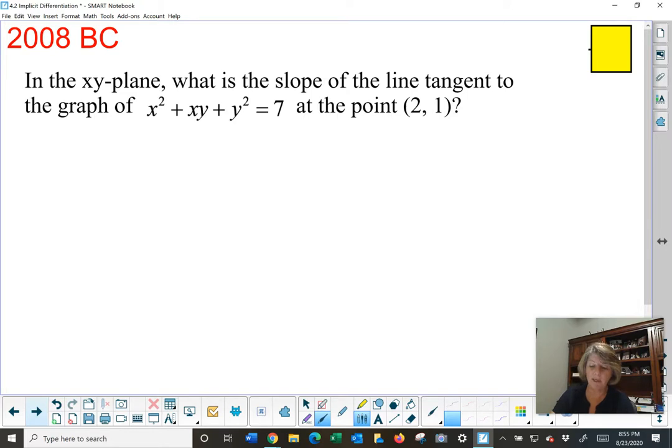In the xy plane, what is the slope of the line tangent to the graph of x squared plus xy plus y squared equals 7, and then they give us the point. So a key piece is, what is the slope of the tangent line, and we know how to do that. That means we need to take a derivative. In this case, the derivative will have to be done using implicit differentiation.